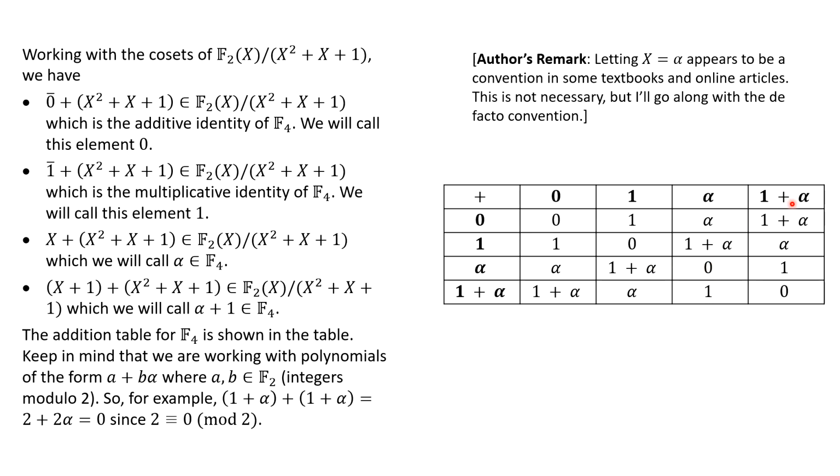And alpha plus 1 plus alpha, again, you get 1 plus 2 alpha, but the 2 is 0, so you just get 1. Same thing here. Then the last one, I actually wrote it out down here. You got 1 plus alpha plus 1 plus alpha, but that's 2 plus 2 alpha, so both of these are 0, and you just get 0 here. Okay, so that's the addition table. I'll do the multiplication table on the next slide.